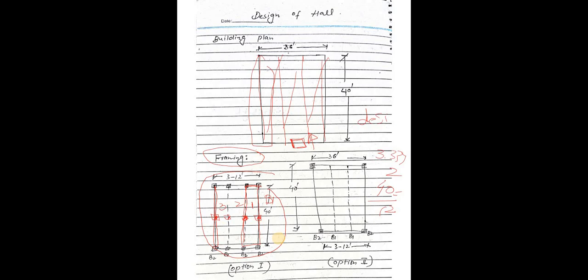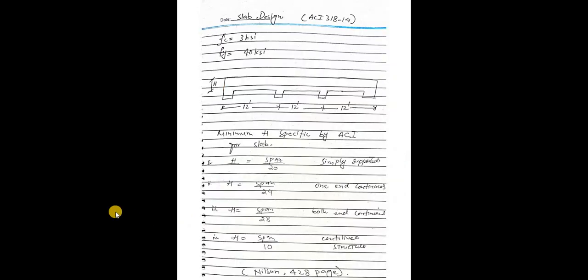One-way slab is always designed on its shorter axis. The shorter axis is 12 feet. The free body diagram of the slab is like that. The first step of slab design is the calculation of the thickness of the slab.